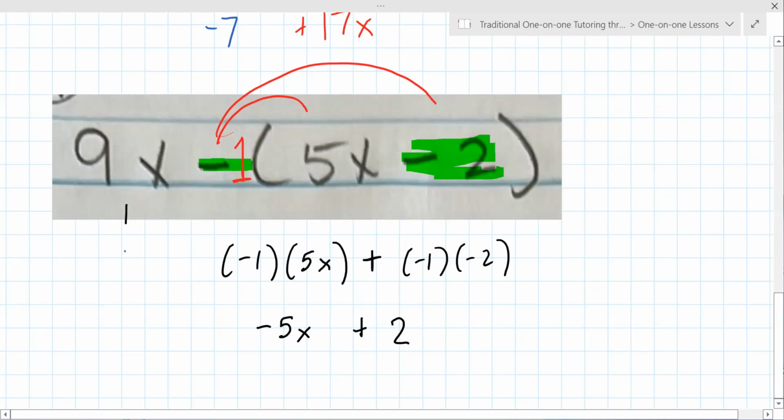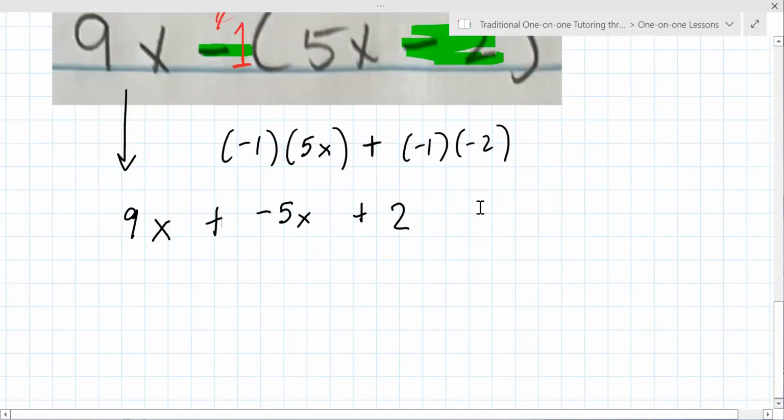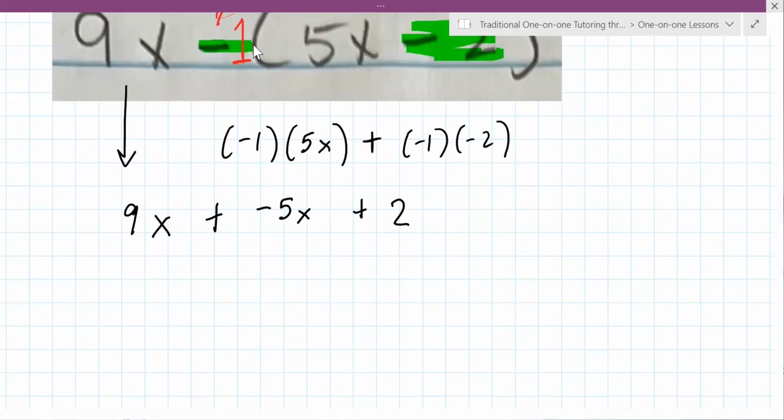And then very important is not to forget to bring down the things you were not working with. So the 9x. Now you might be wondering, well, what goes here? But we've already accounted for it right here. The negative is already part of the 5x. If you wanted to, you could put a plus here, but the point is that you've already handled the signs. When you've already handled the signs, it's always plus in between. So now you've got to combine like terms.